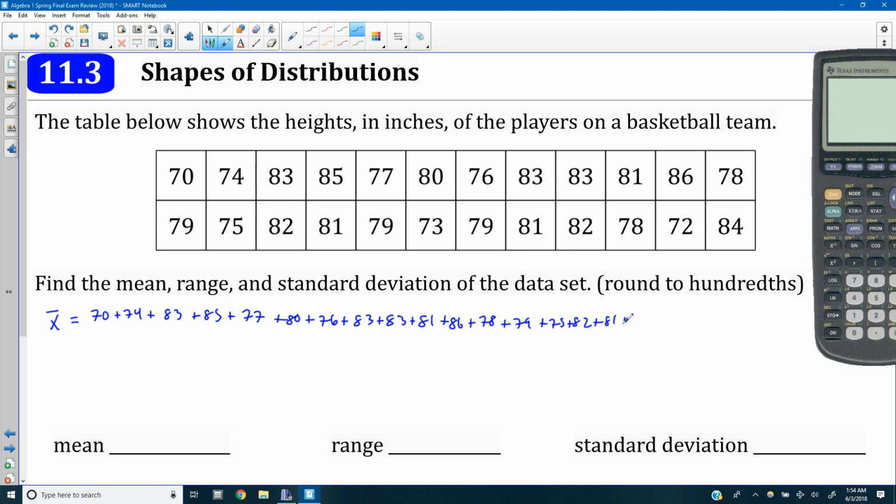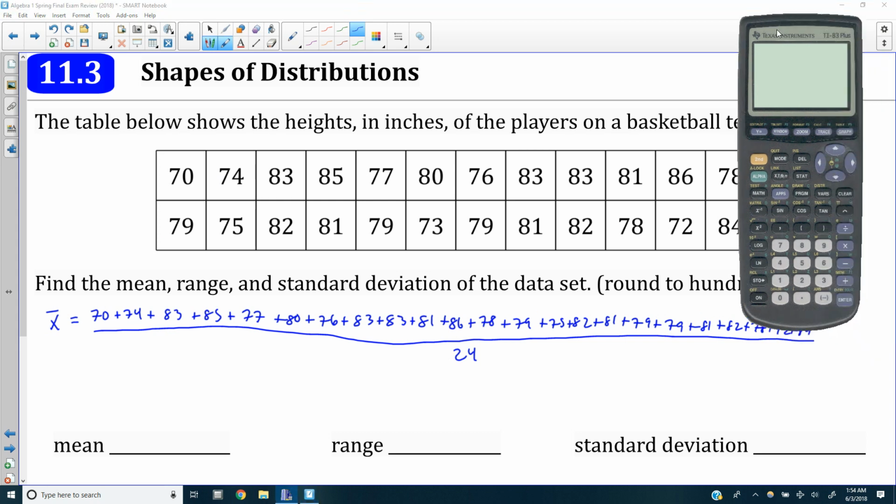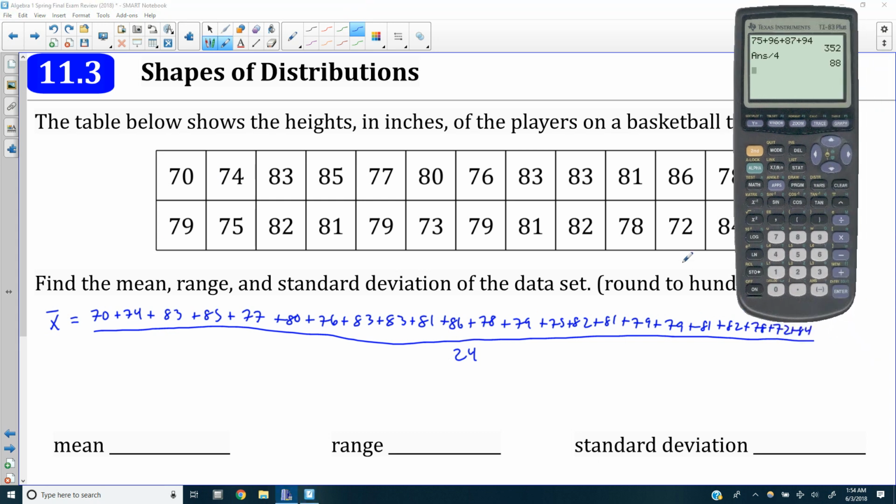82, 81, 79. I don't want to do this one in my head, sorry. 81, 82, 78, 72, 84. Okay, that's all divided by the number of players: 1, 2, 3, 4, 5, 6, so it looks like 12 and 24. Okay. Way too many numbers. Wow. Okay, 70 plus 74. And again, feel free to skip this part. Please do.